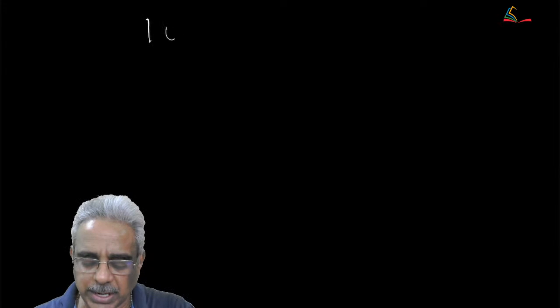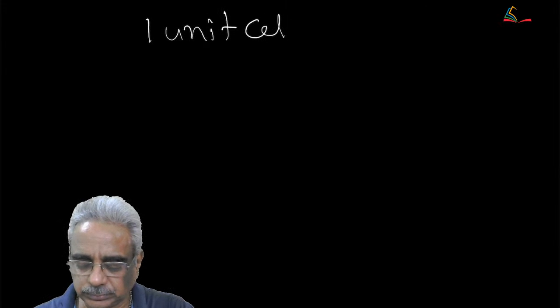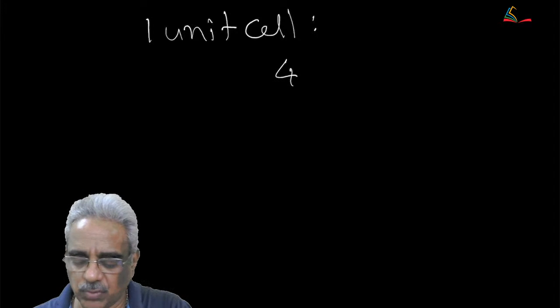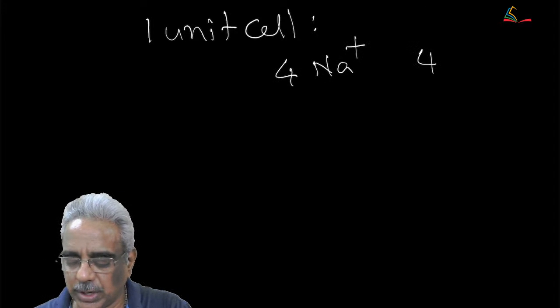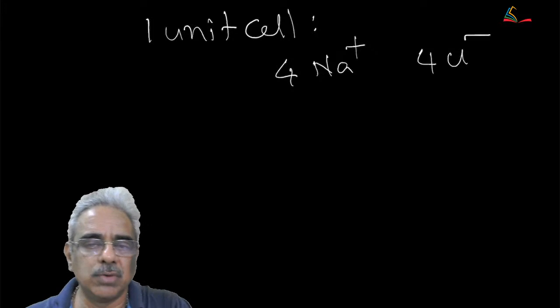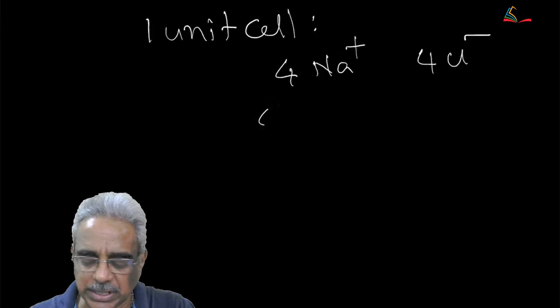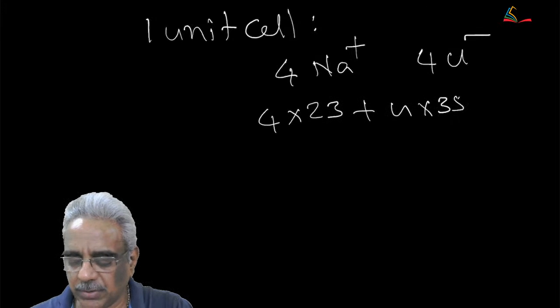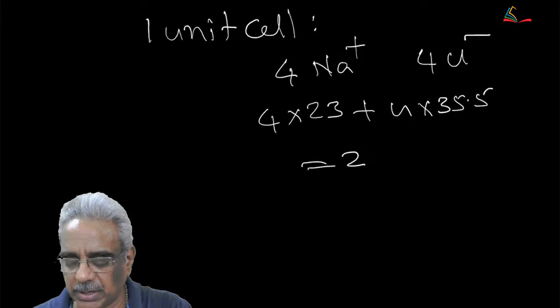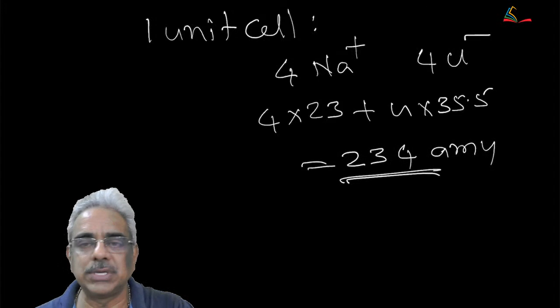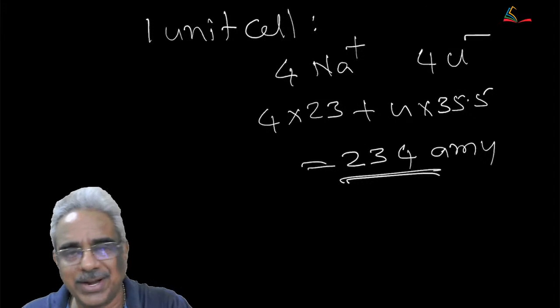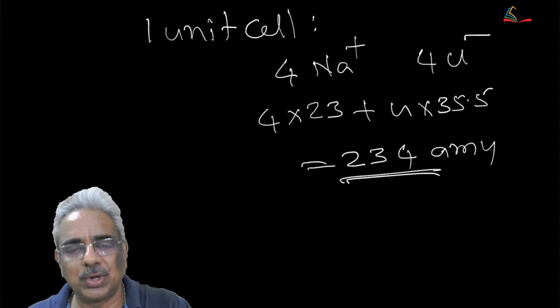One sodium chloride unit cell effectively possesses 4 sodium ions and 4 chloride ions. If someone asks you what is the mass of a unit cell, you can easily tell 4 into 23 plus 4 into 35.5. So it gives you somewhere around 234 AMU. 234 AMU is the mass of one unit cell of sodium chloride. There will be 4 sodiums, 4 chlorides.